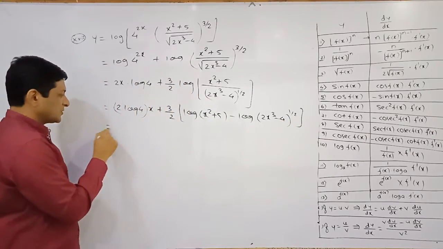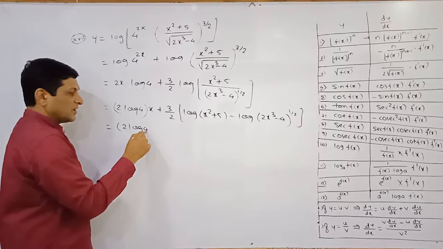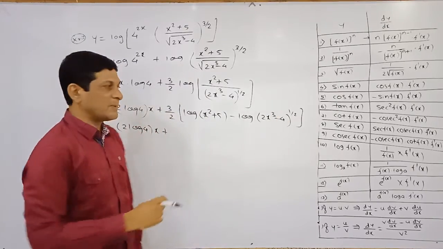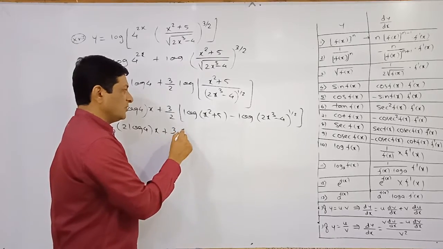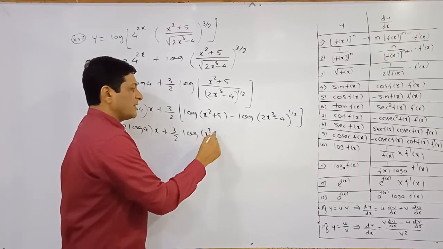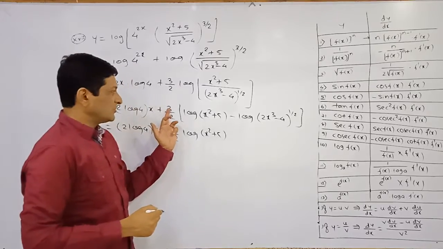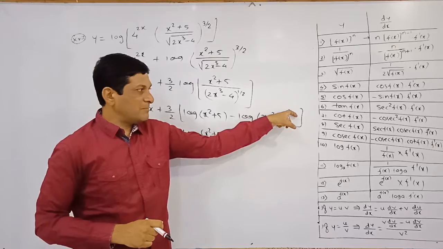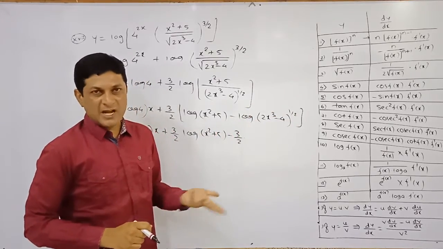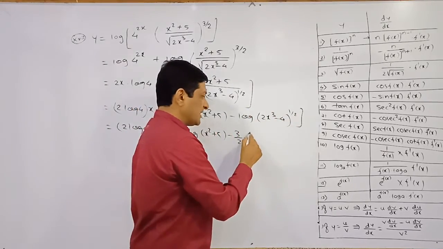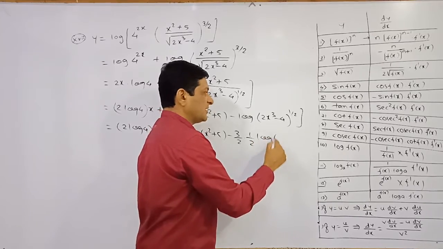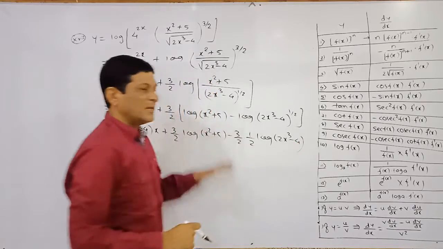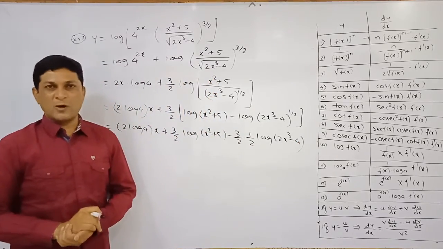So which is equal to here 2 log 4 into x as it is. Now I am multiplying by 3 by 2 to both the terms in this bracket. So here we will get 3 by 2 into log of x square plus 5, and here 3 by 2 into, so I am multiplying here by 3 by 2 and parallelly I am taking this power as a coefficient according to the laws of logarithm. So take this 1 by 2 as a coefficient, keep the remaining term log of 2x cube minus 4 as it is. Now we have simplified it by applying the laws of logarithm.